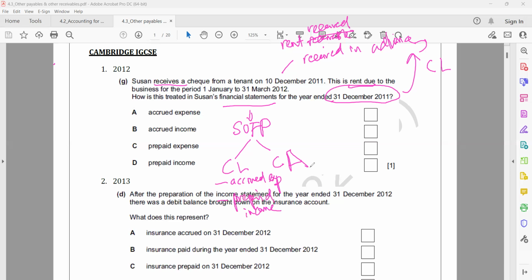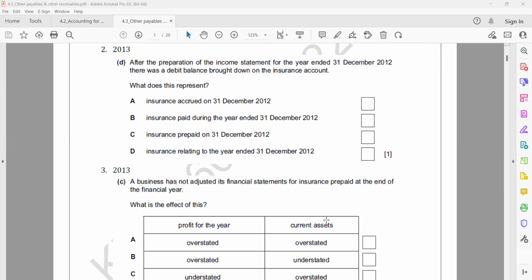A current asset will be the accrued income or prepaid expenses. So for this amount, rent received in advance is which one? Prepaid income. Yes, prepaid income. So this is a liability. Okay, number 2.